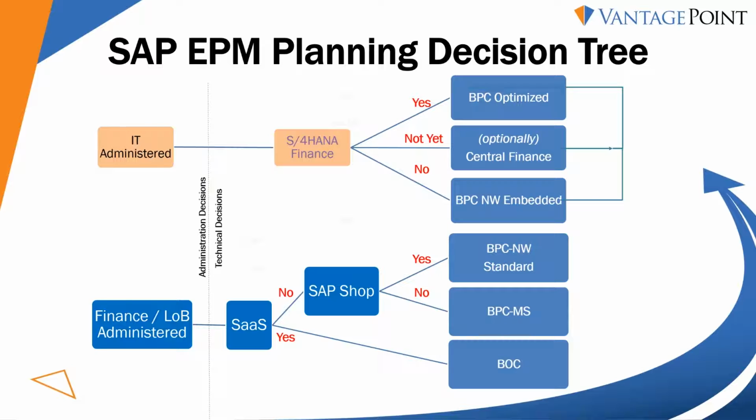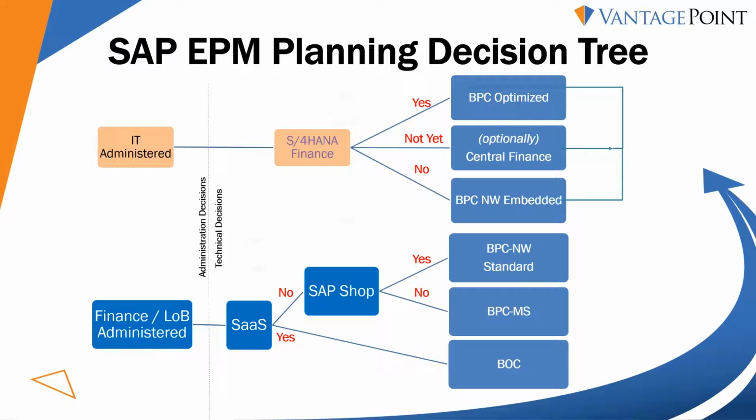If instead you're looking for a finance administered or line of business administered solution, you've moved down a different path. And the first question you ask is if you're looking for a SaaS solution or an on-premise solution. If you're looking for a SaaS solution, there really is only one answer. Okay, that's not exactly true. The main answer is Business Objects Cloud. You can deliver BPC on a HANA Enterprise Cloud, which is more of a hosted solution than SaaS, but you get the picture.